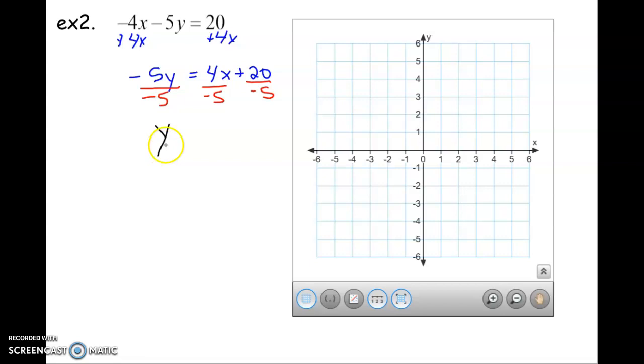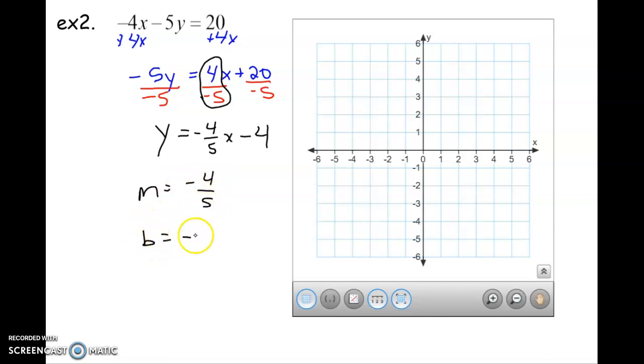So you get y equals, and then again, remember these number parts, you just pull it out front. Negative 4/5 x, and then 20 divided by negative 5 would be negative 4, so we're going to go minus 4. So our slope is negative 4/5, and our y-intercept is negative 4. So we're going to start down 1, 2, 3, 4. And then negative 4/5 slope.